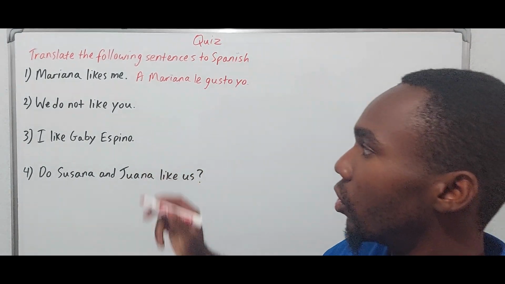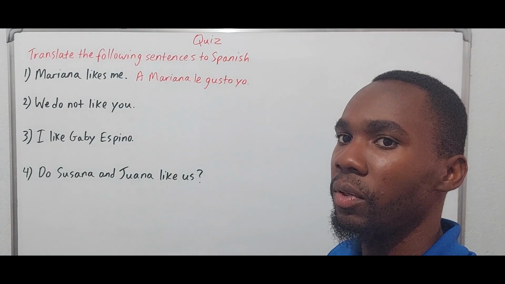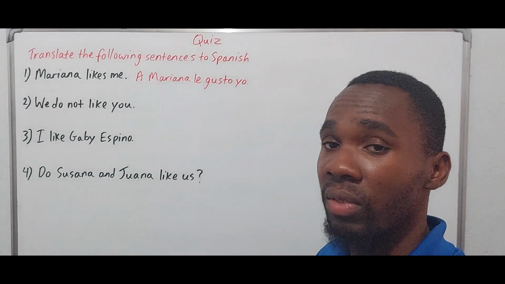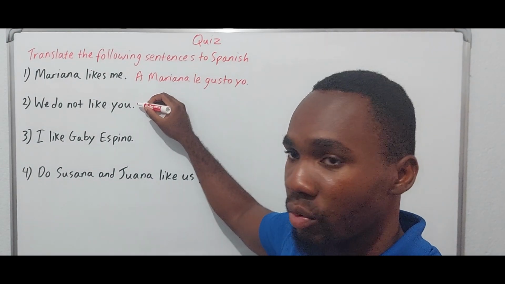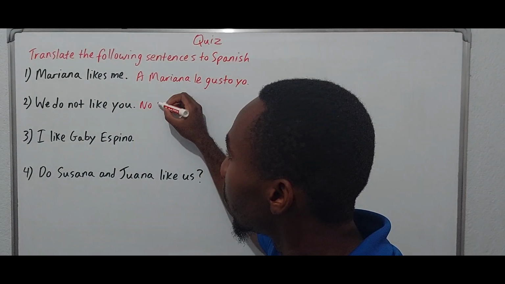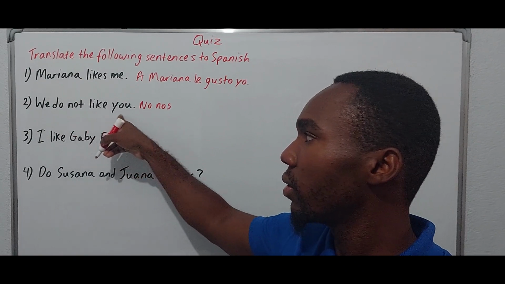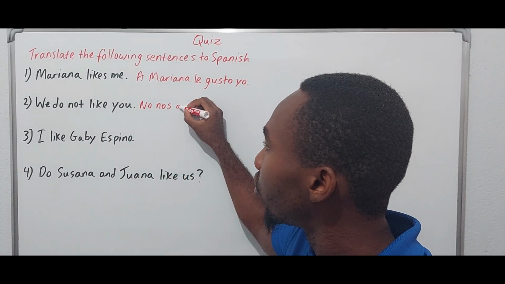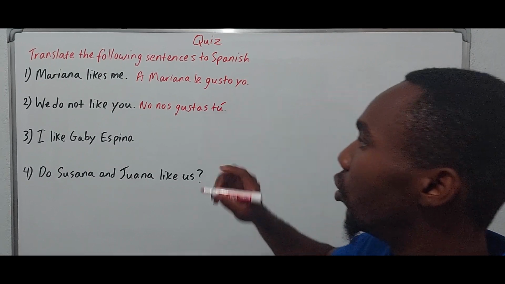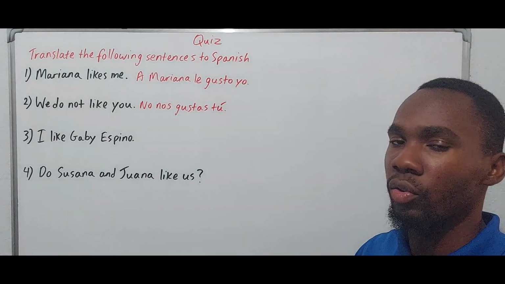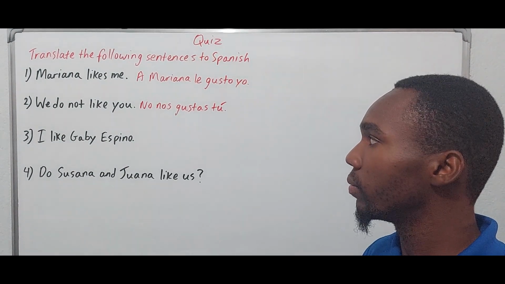Perfecto. Dos. We do not like you. We don't have to put the prepositional phrase, but if we want to, that's fine. And we have a negative, so no, no, nos. How do we conjugate gustar? Tú. Nos gustas tú. No nos gustas tú. Or a nosotros or a nosotras no nos gustas tú.